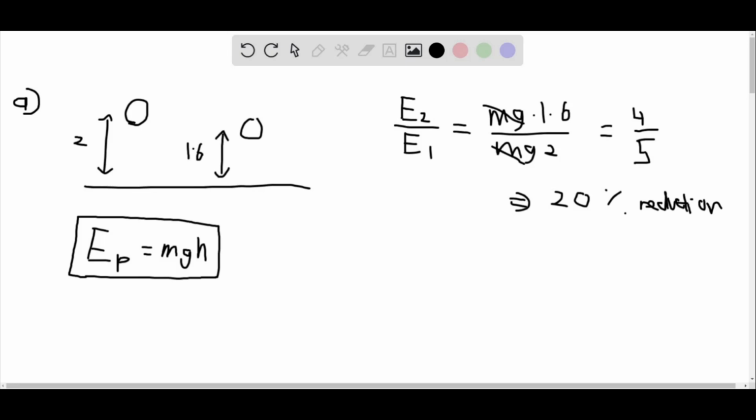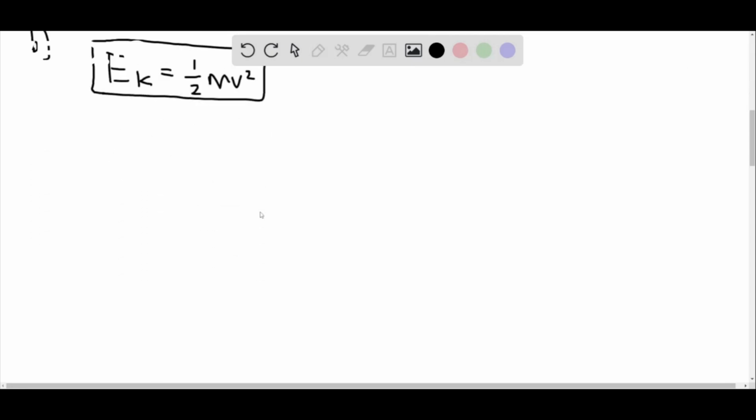For part B, we want the speed of the ball before and after the bounce. So thinking of the first part here, we know that the potential energy is maximized at this point at the top, and as it drops, the potential is slowly converted into kinetic. And by the time it's at the bottom, just before it hits the floor, the potential is completely converted into kinetic. And so we can say that the potential energy at the top equals the kinetic at the bottom. So we can just equate this equation to this equation here.